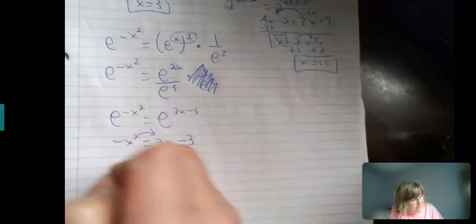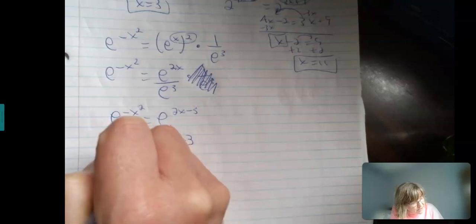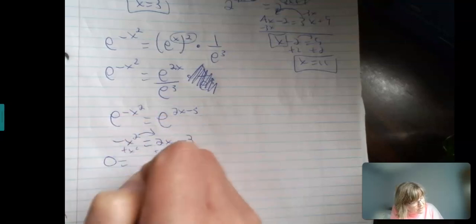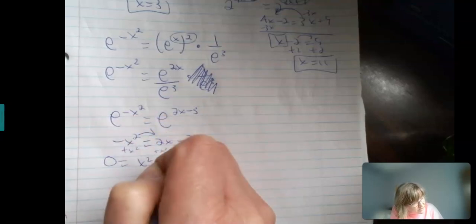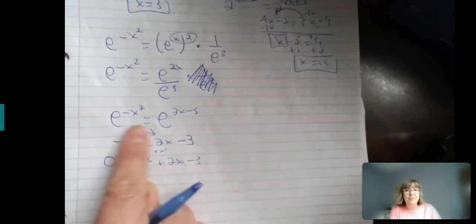And again, it's always nice to have that leading coefficient positive. Factoring with a negative at the beginning is just really hard. So I'm going to bring it this way.